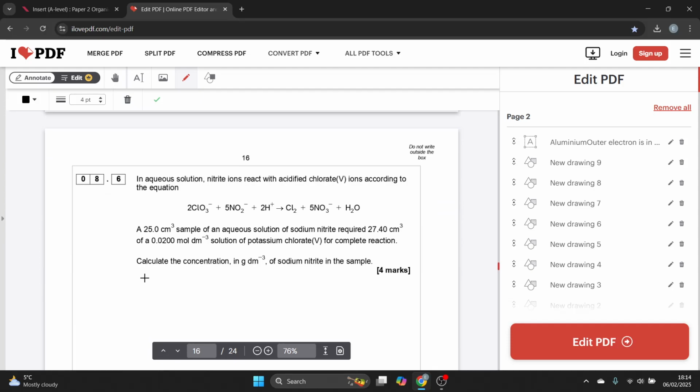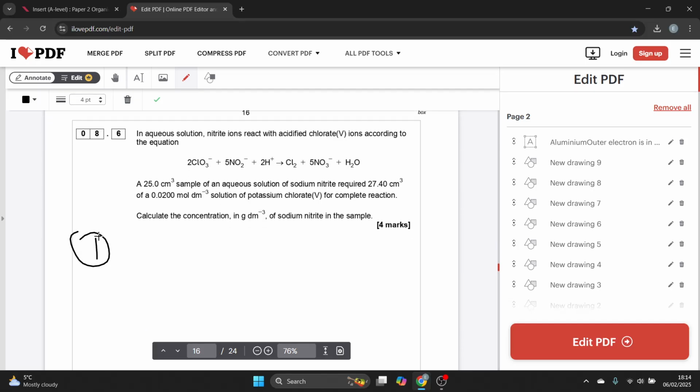Question 8.6. In aqueous solution, nitrite ions react with acidified chlorate(V) ions according to the equation. A 25 cm cubed sample of aqueous sodium nitrite requires this much potassium chlorate(V). Calculate the concentration in grams per dm cubed of sodium nitrite in the sample. So first thing I would do is find out the moles.